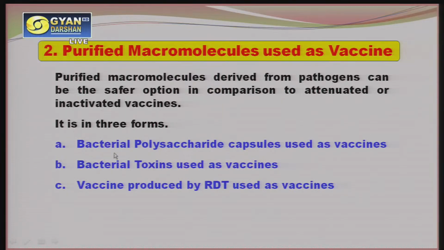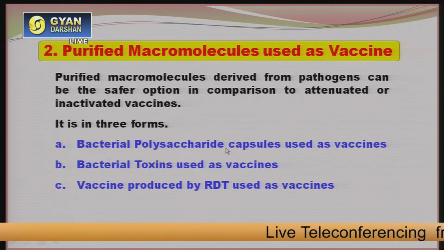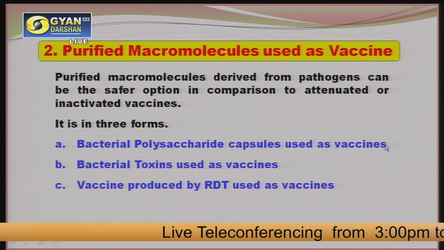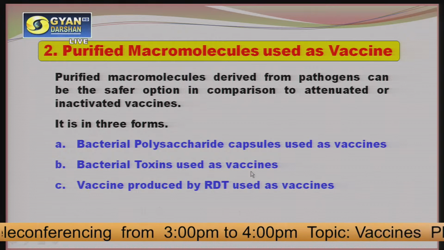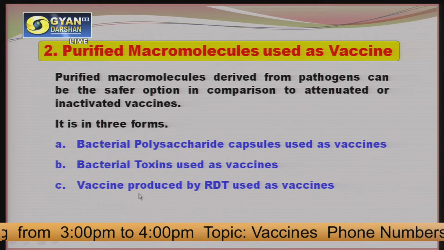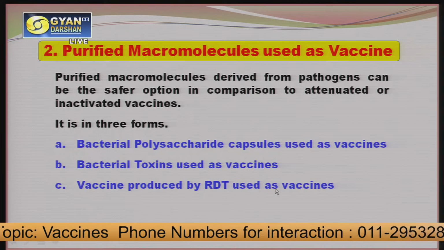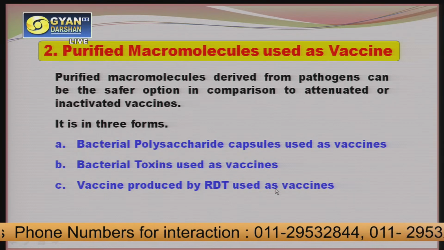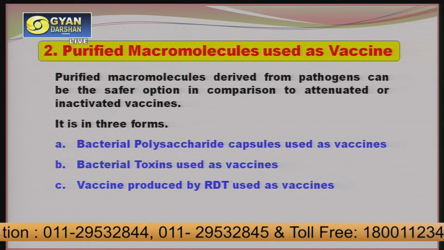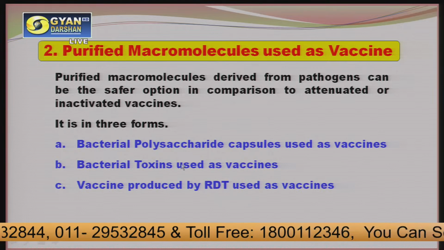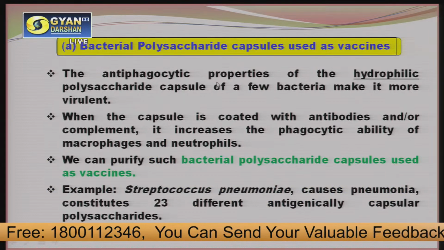It is divided into three groups. One is the bacterial polysaccharide capsule used as a vaccine. Another is the bacterial toxin used as a vaccine, and the third one is the vaccine produced by RDT, recombinant DNA technology, which can be utilized as vaccines. So there are three types of vaccine which come under this category. I want to discuss them one by one.